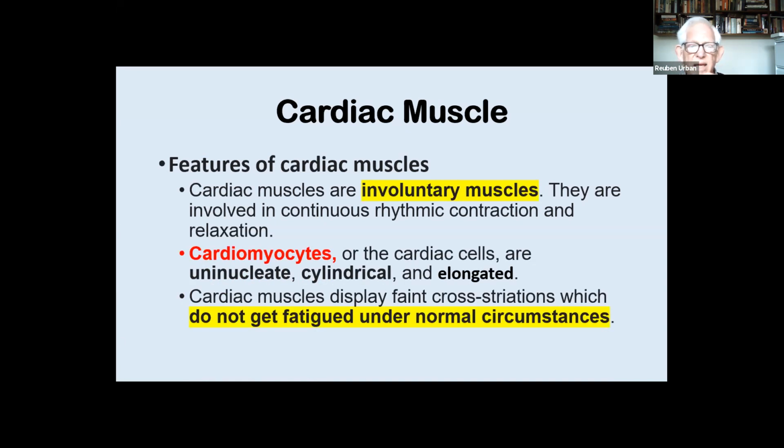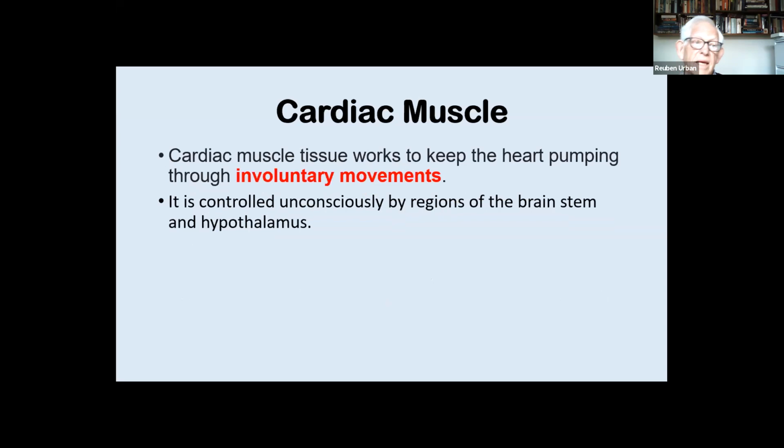And under a microscope, you can faintly see some cross striations, but again, like the smooth muscle, they are involuntary and they do not get tired, which is very important. Last thing you want is your heart muscle to say, I've had enough, I'm tired, I'm having a break. Anyway, cardiac muscle just keeps on going. And it's controlled from the brain stem and the hypothalamus, which is sort of in the middle of the brain. It's just above the pituitary.